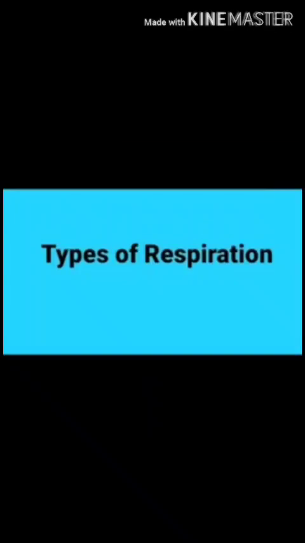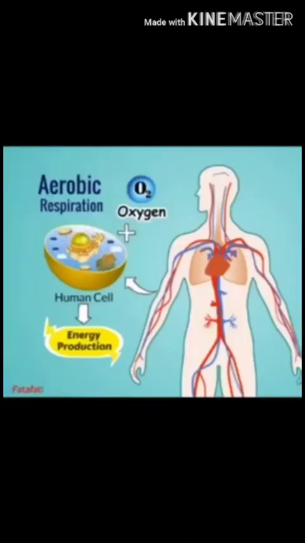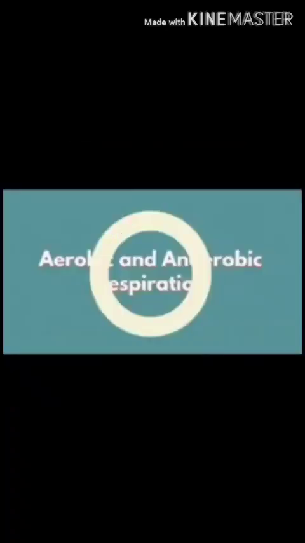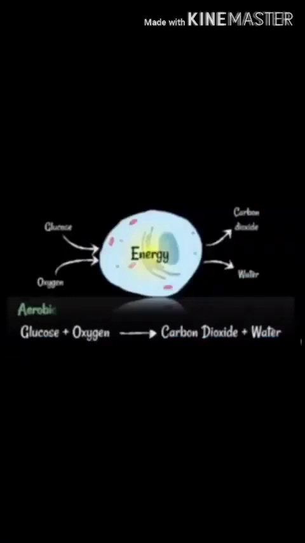For this, come to page number 123 of your book. Children, we have studied that respiration takes place in the presence of oxygen, and this is called aerobic respiration. And depending upon the presence of oxygen, we can divide respiration into two types: aerobic respiration and anaerobic respiration. So in aerobic respiration, food in the form of glucose is oxidized to produce carbon dioxide and water. And in this process, energy is released.